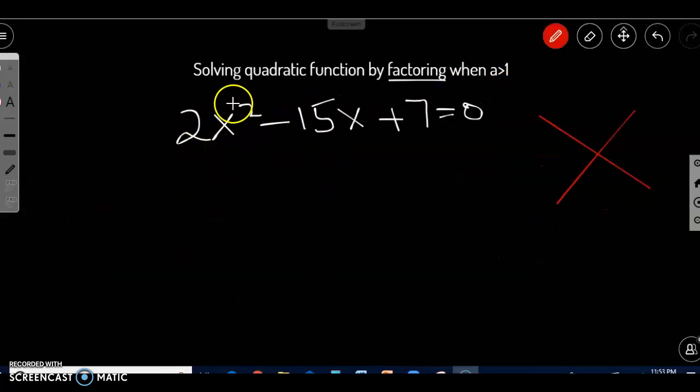Right, let's look at example 2. Here too we realize that the a is also greater than 1, and we can still use a factoring method to solve this.